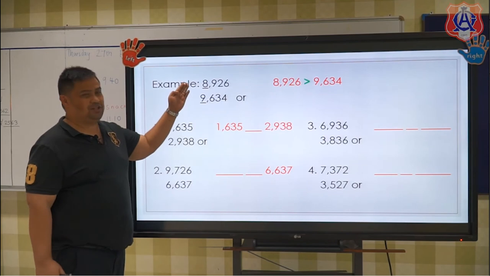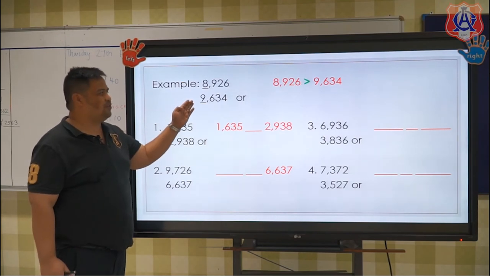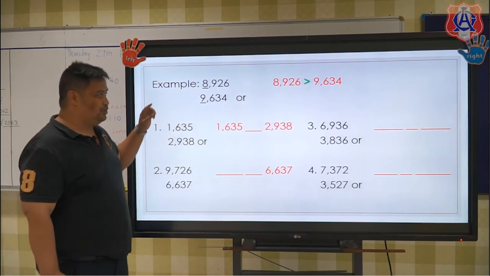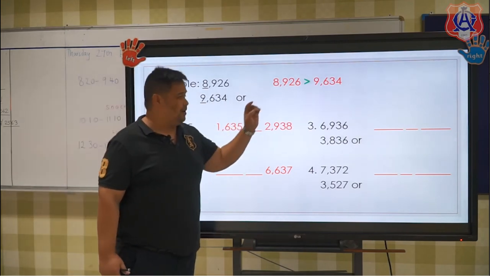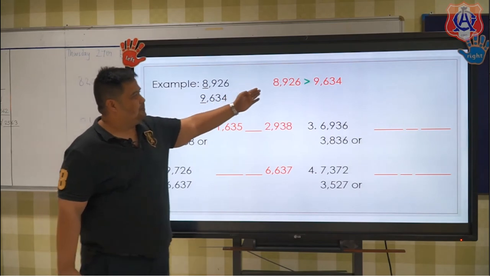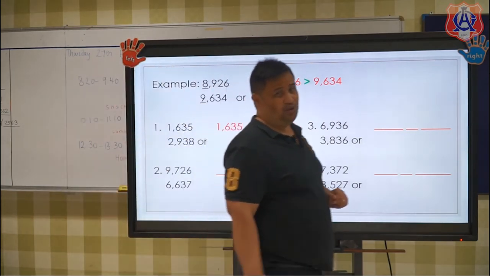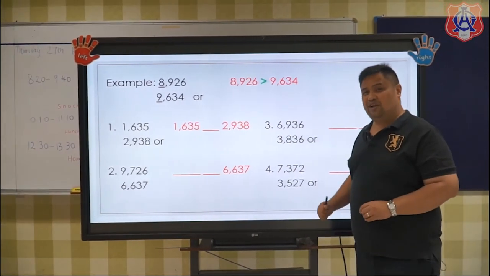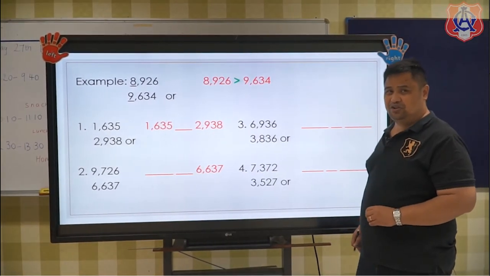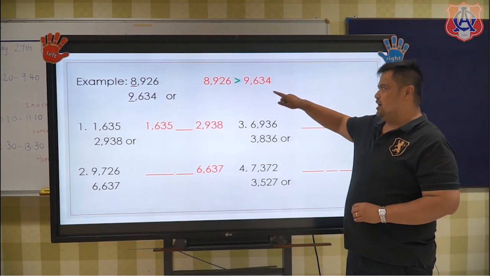Again, 8,926 compared to 9,634. Remember our first rule? Put that on top of the other. Now, what do you think is the symbol that I used? Remember our rule earlier? The mouth of the crocodile should always look on the bigger number.